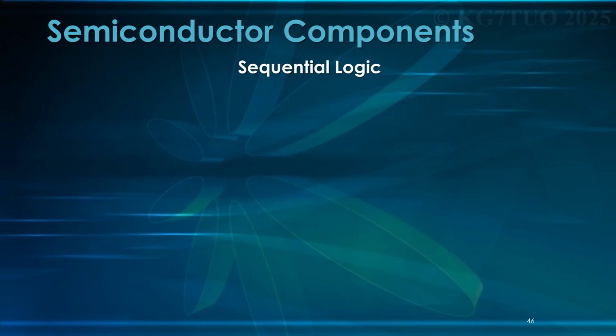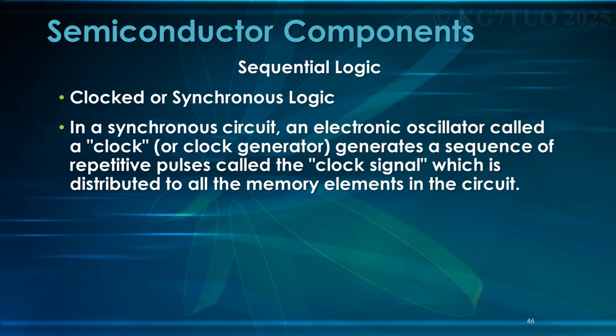Sequential logic, or clock or synchronous logic. In a synchronous circuit, an electronic oscillator called a clock, or the clock generator, generates a sequence of repetitive pulses called the clock signal, which is distributed to all the memory elements in the circuit. And that's important because if they're not all at the right time, signals will be going down the wires at the wrong time, and then it'll all just not make sense and won't work. So everything's got to be spitting out what it wants to spit out at the appropriate time.